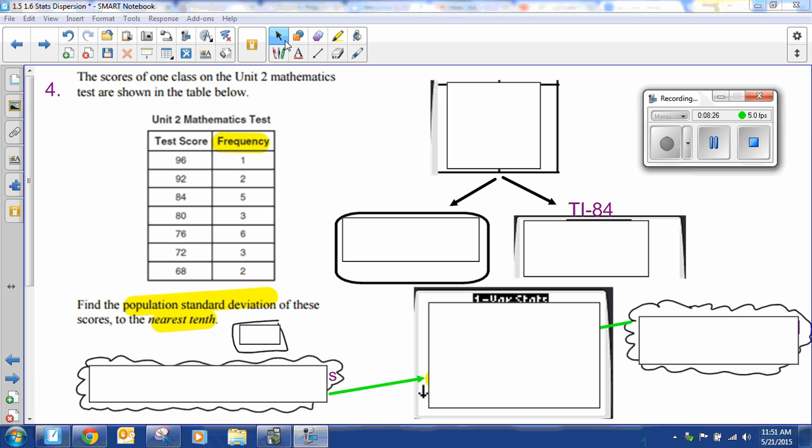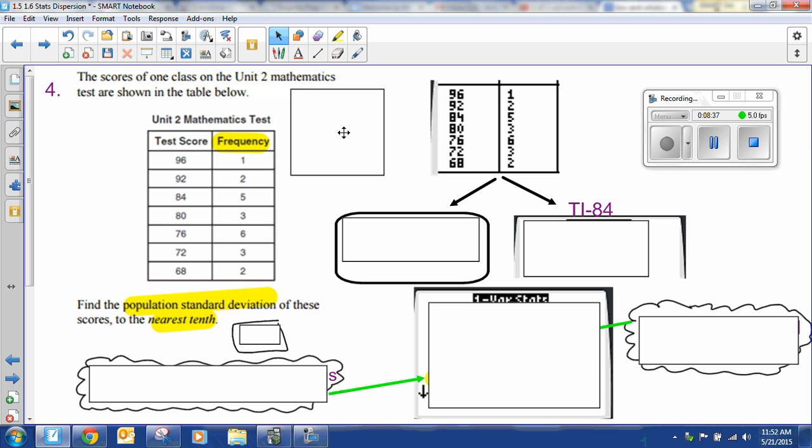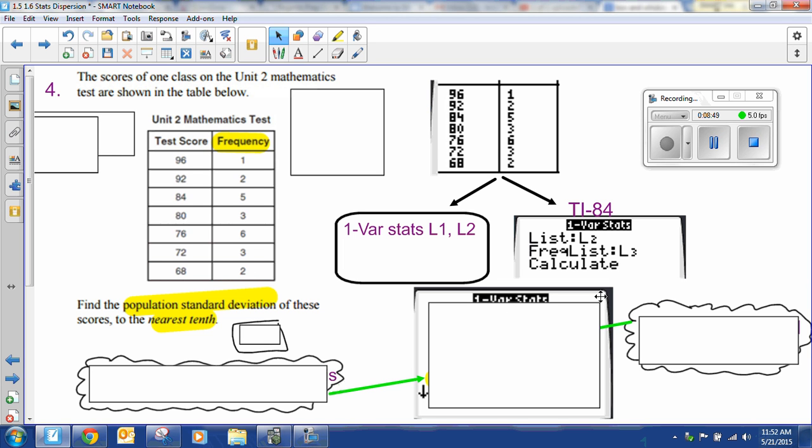Let's take a look at two more examples. So here we have some math tests and the frequency. Find the population standard deviation of these scores to the nearest tenth. Well, I plugged in both of my lists. If you're using a TI-83 calculator, you want to type in 1-Var Stats L1, L2. If you're using a TI-84, you want to type in the list number. On my calculator, this was L2, and the frequency list was L3.